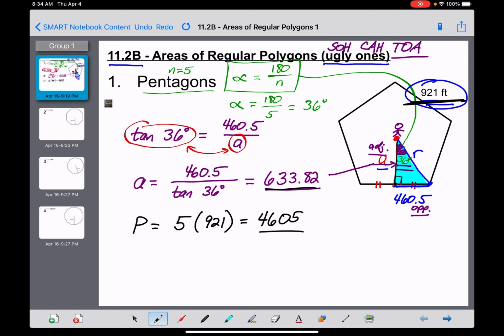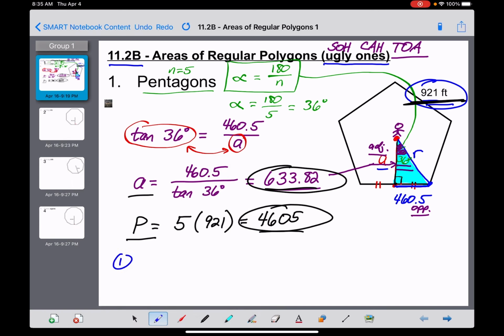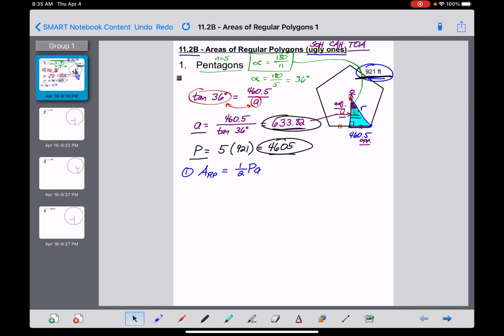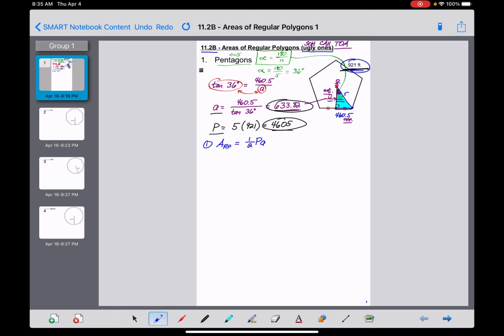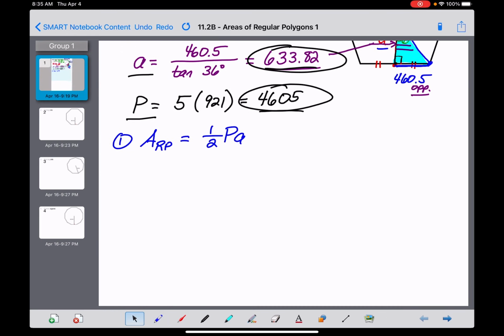So look at where we are right now, guys. We know our apothem, 633.82, and we know our perimeter, 4605, and that means that we're ready now to go to the formula for the area of any regular polygon. And that formula is 1/2 times its perimeter times its apothem. Let me just do this real quick. Okay, gotcha. So with that in mind, all right, let's go get them then.